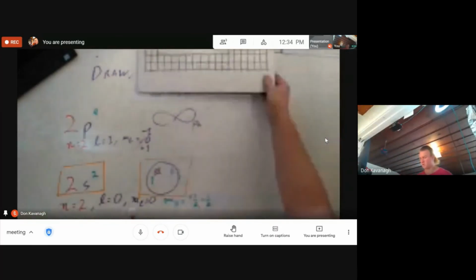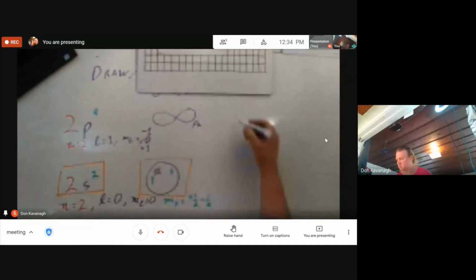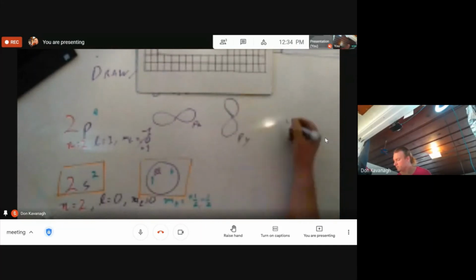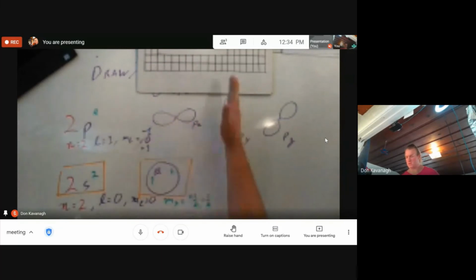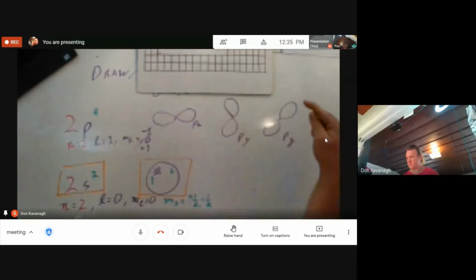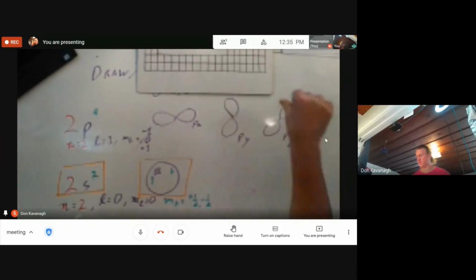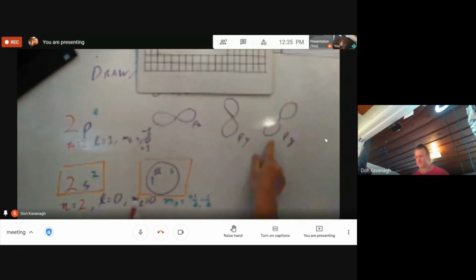Let's draw those other 2 p orbitals. Now these 3 p orbitals, one is going left, right, one is going up, down, and then one is going towards the camera and behind the camera, like out of the board and into the board. So I have this drawn at an angle like that.